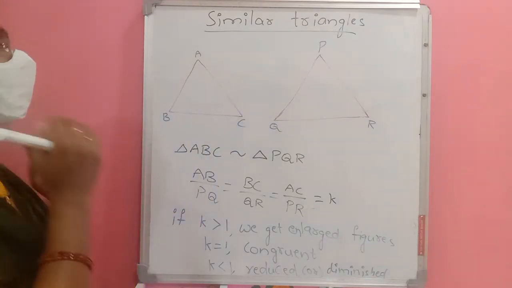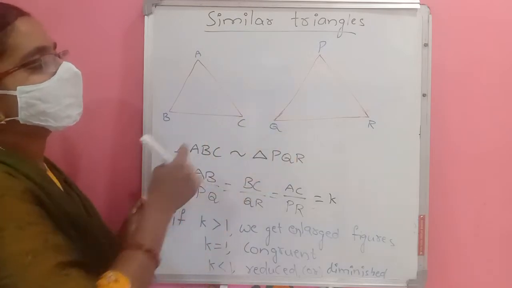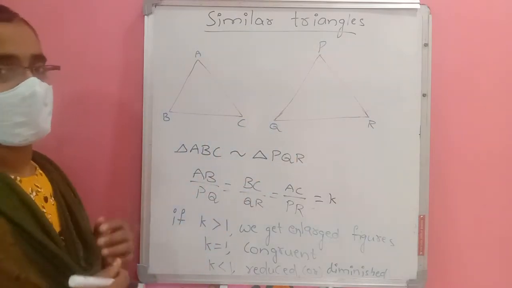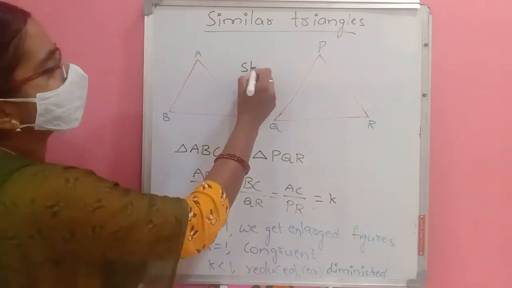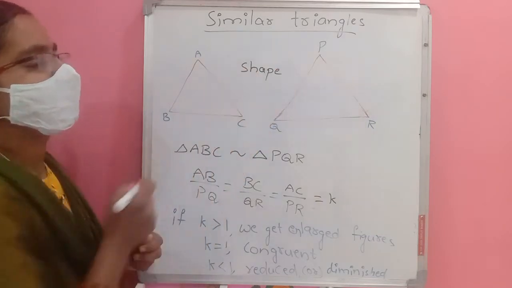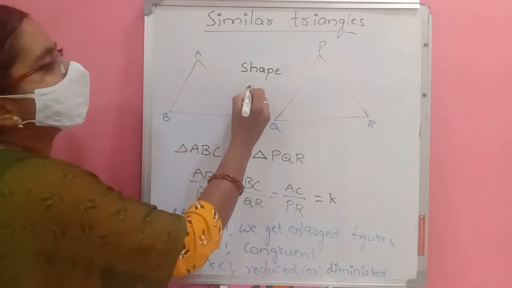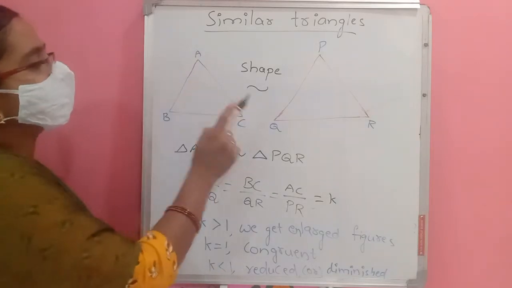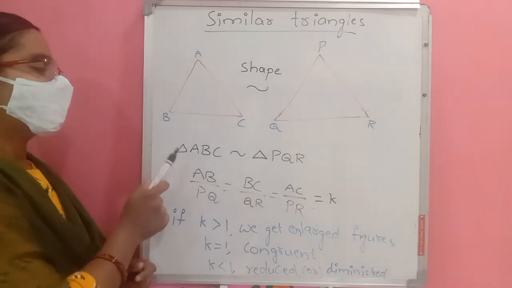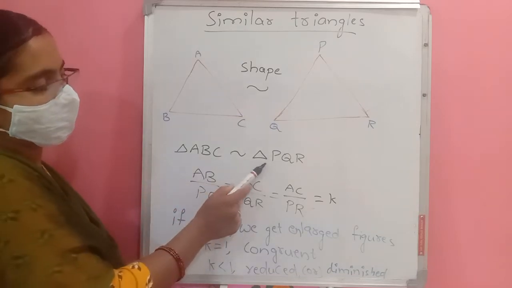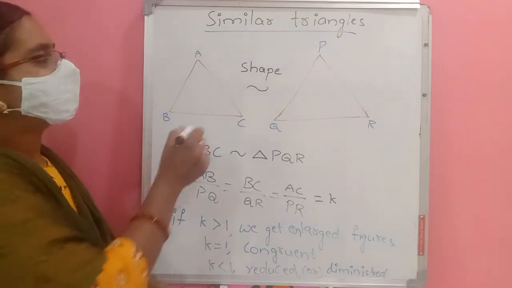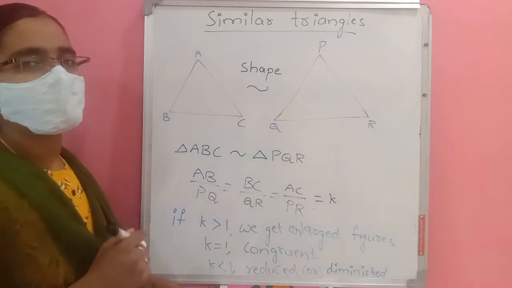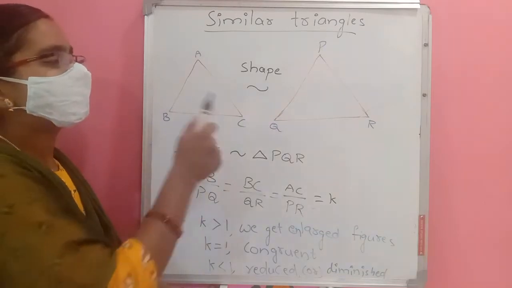Here, similar triangles. Similar triangles means any two triangles that are the same shape, not size, only shape. If they have the same shape, we can call these two similar triangles. This is the symbol for similarity. So, triangle ABC is similar to triangle PQR. That means these two look like the same triangle, but their size is different.